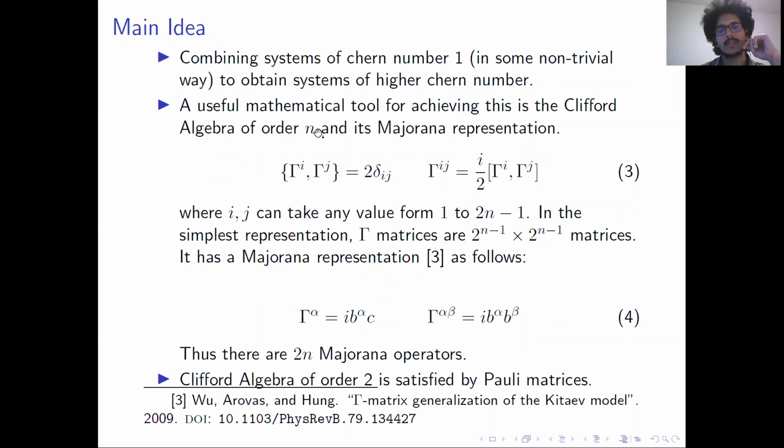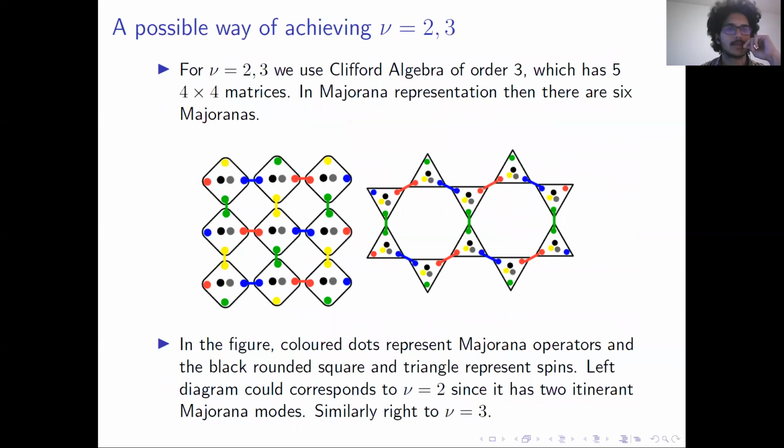A useful mathematical tool is Clifford algebra. Clifford algebra of order n has 2n minus 1 gamma matrices which satisfy this algebra. One can also define these gamma_ij, which are useful for defining the Hamiltonian. And it has a Majorana representation, which we borrow from the paper by Wu, Rose, and Hong. In this representation, there are 2n Majorana operators. And when n equals 2, it's straightforward to see that we get back the Pauli matrices and Kitaev's Majorana decomposition.